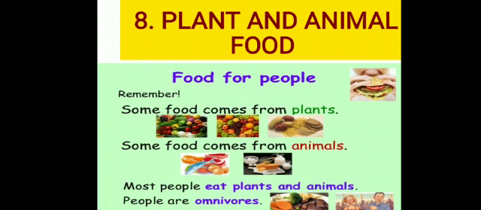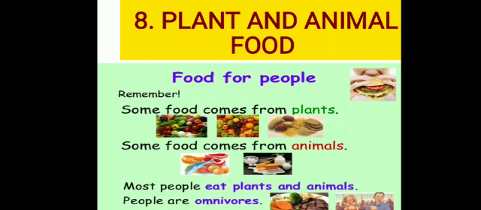Let's start our lesson number 8, Plant and Animal Food. Dear children, as we all know, we get food from plant and animal both. The plant gives vegetables, fruit, cereal, pulses, etc. And from animal we get egg, milk, meat, etc. But do you know how this plant and animal get food for themselves? This is all about plant and animal food.